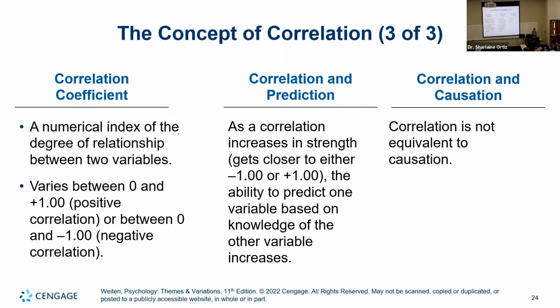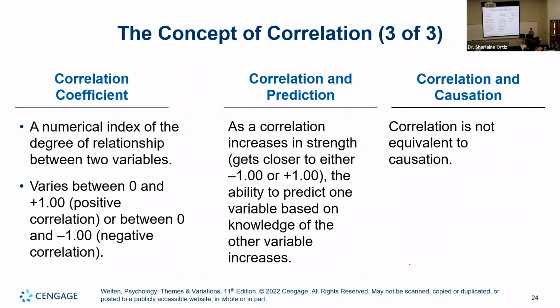Now, let's talk about correlation and characteristics of a correlation. First, let's talk about the correlation coefficient. What do I mean by correlation coefficient? This is simply the amount, or we can also call it the degree of relationship between one variable and the other. I like to refer to correlation as the strength of that relationship.